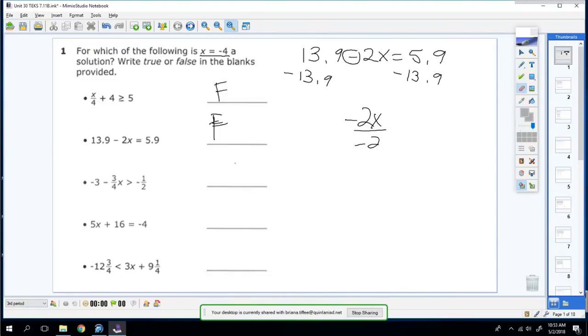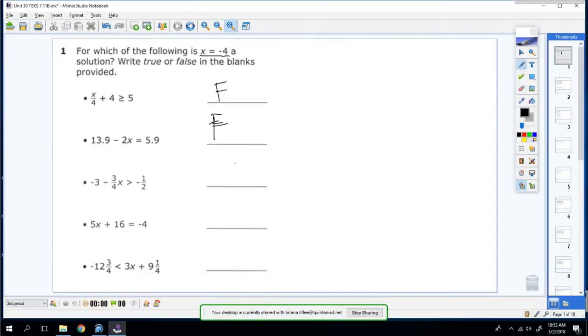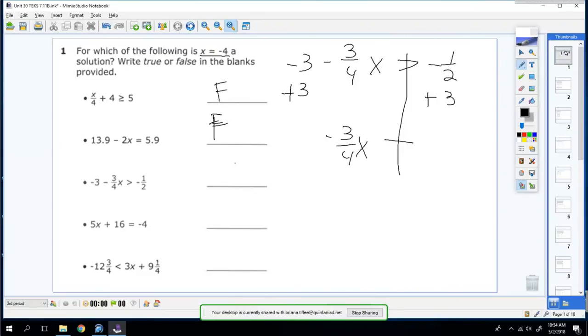So now we're going to the next one. You're going to have -3 minus 3 over 4x is greater than -1/2. Since this is a -3, you're going to add 3 to both sides. So now you have -3 over 4x is greater than 2.5.